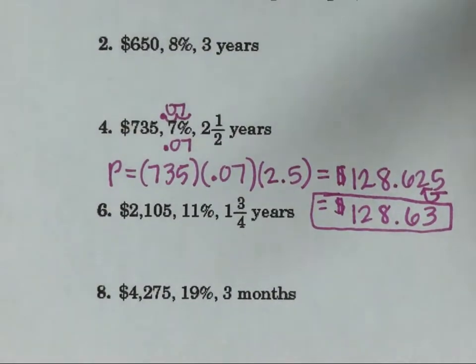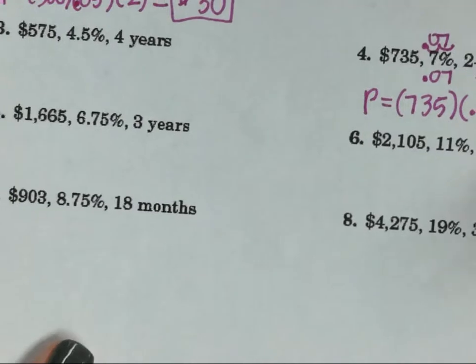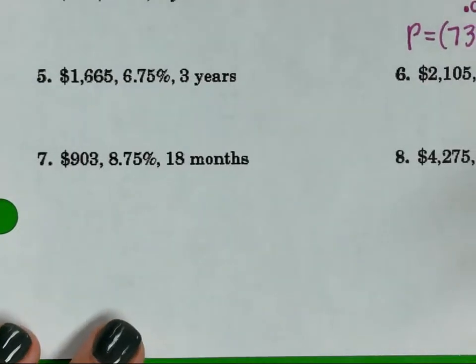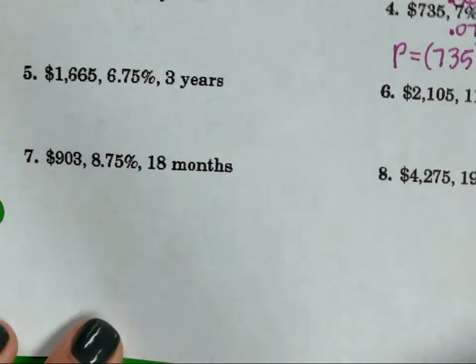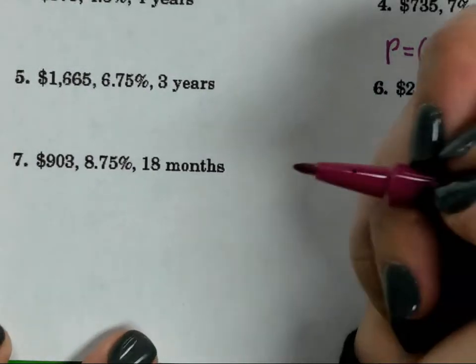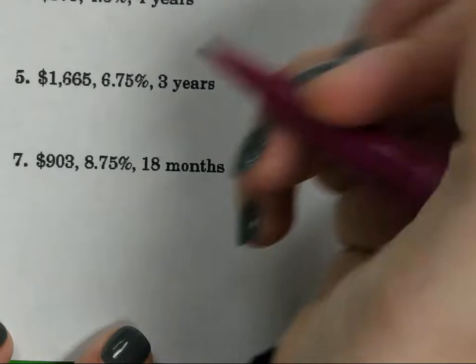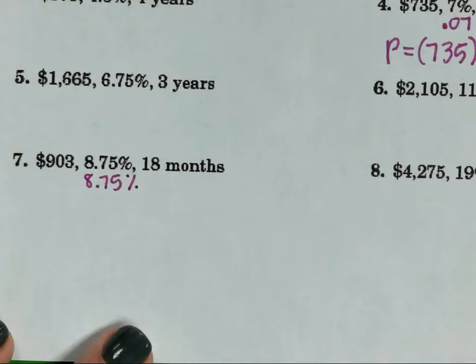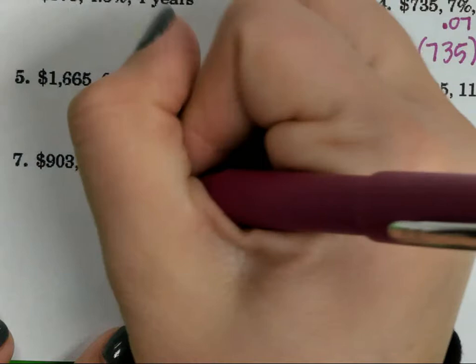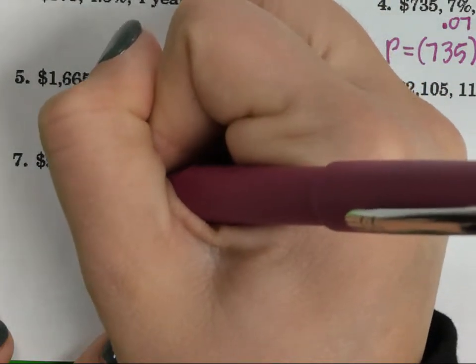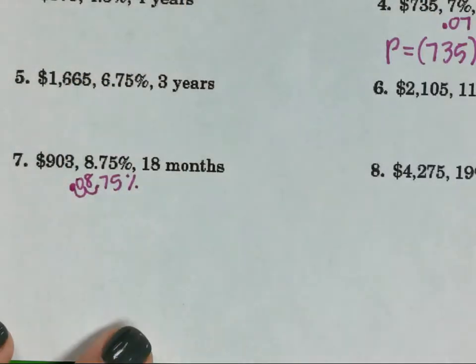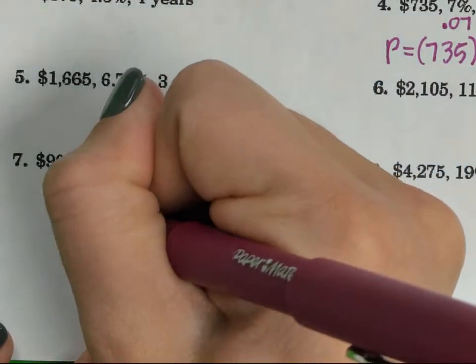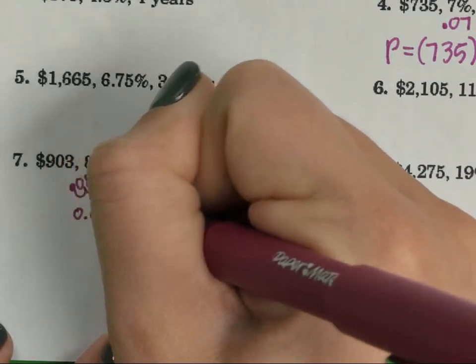Okay, let's do one that has months. So we're going to skip over here to number 7. So I have $903, 8.75%, and 18 months. How do I change 8.75% to a decimal? Two places to the left. Or Olivia, you can divide by 100 if that's what you want to do. So my new R is going to be 0.0875.